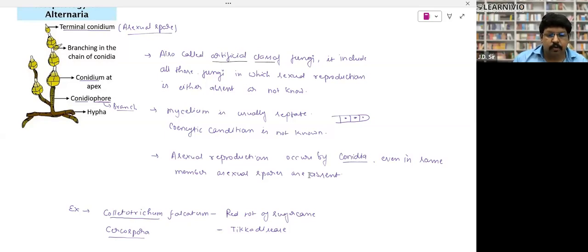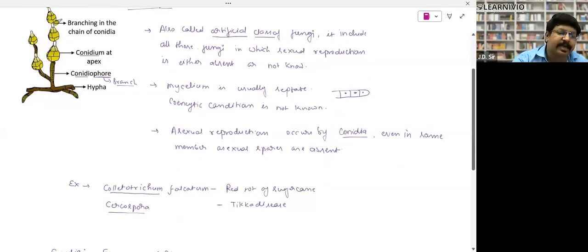Asexual reproduction occurs through conidia, right? So this is the structure of conidia. Even in some members, asexual spores are absent, right? So conidia is the second question, right? Asexual reproduction takes place through conidia. That is the second question. What is conidia? Conidia is an asexual spore.